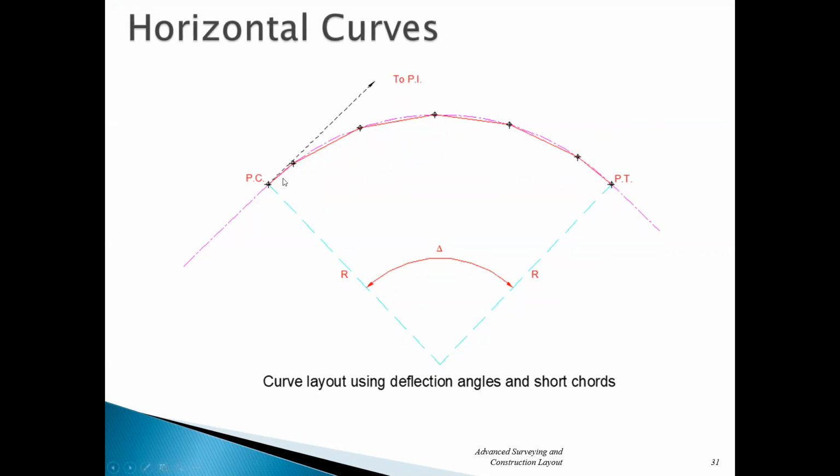What you're not seeing here is the deflection angle from the PC. It would be kind of involved to show it on this picture, but there's actually an angle being turned from the PC to each of these points. But the distance is being measured from the stake that precedes the one that you're staking. So that's kind of cool, the way that works.